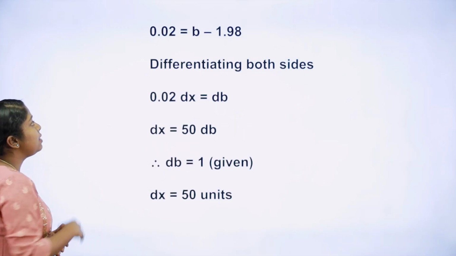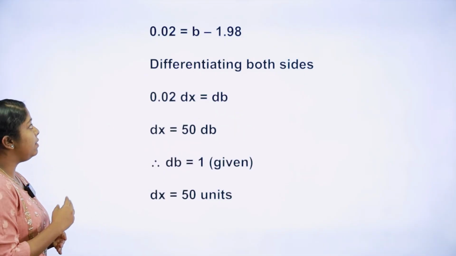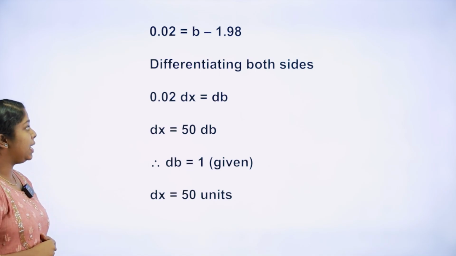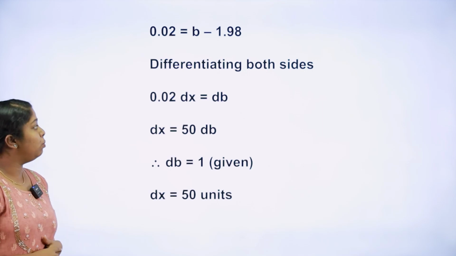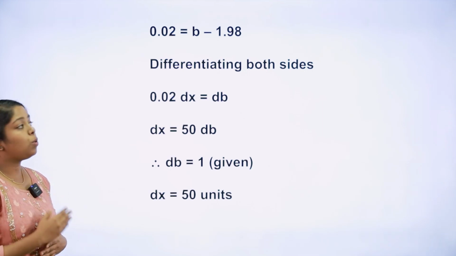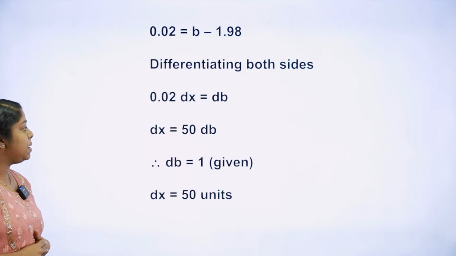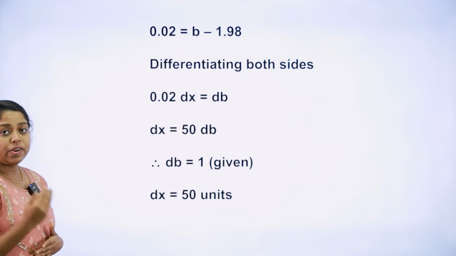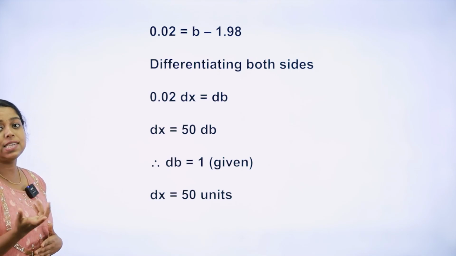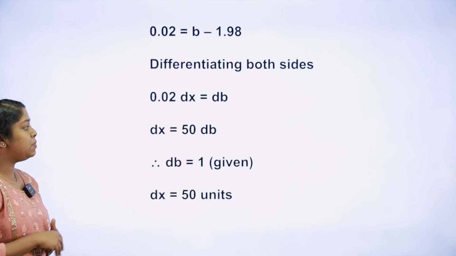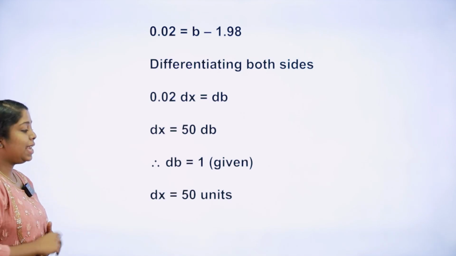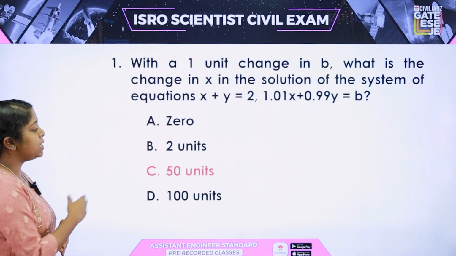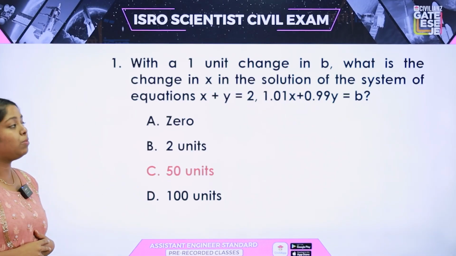At first, we will solve both equations, then we will obtain 0.02x is equal to B minus 1.98. Then we will differentiate on both sides, then we will obtain 0.02 dx is equal to dB. From that, we will obtain dx is equal to 50 dB. Already the value of dB, that is the change in B, is given as 1. So we will substitute dB as 1, then dx will become 50 units. So the answer is option C, 50 units. This is a very simple question.